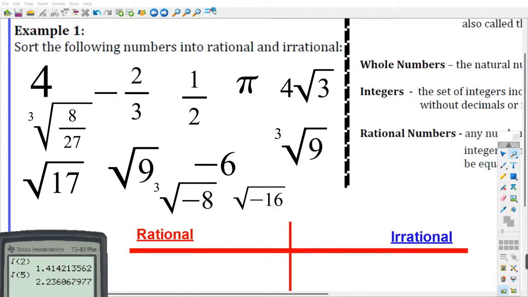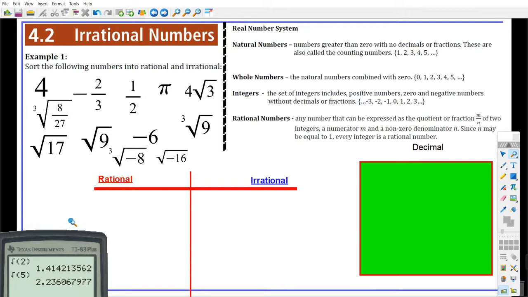So here is our list, and I'm actually going to add another number to that, but I'm going to hold off on finding it. Okay, so 4. Well, that's a whole number. And we could write it as a fraction, multiple ways, so that is rational. And it's included in our whole number system. It's an integer, it's a natural number, it's all of those things.